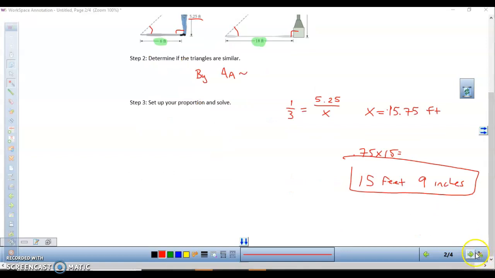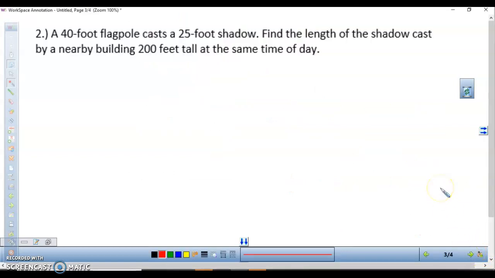Let's take a look at another example. This is the same thing, but this time I just want you to practice drawing your own picture. You have a 40-foot flagpole and its shadow is 25 feet. Let's draw this. Here's my ground, perfectly straight. I have a 40-foot tall flagpole. This is 40 feet. And its shadow, remember, is along the ground.